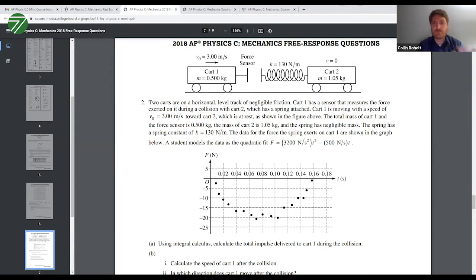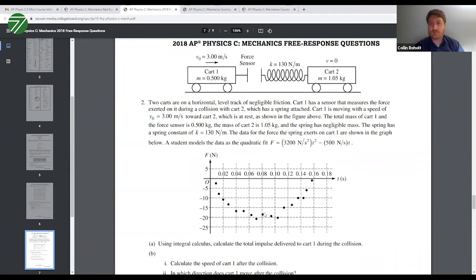Here we have two carts that are going to collide over a period of, it looks like, 0.16 seconds. Momentum is transferred in this collision, and then the carts will have new velocities afterwards. Students would be expected to digest that information in a number of ways. We see here we have a graph.